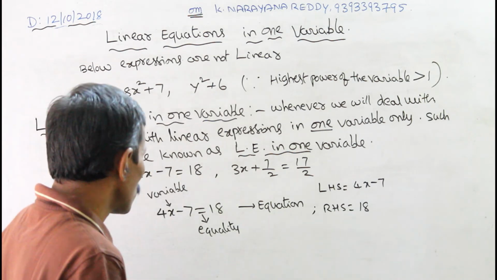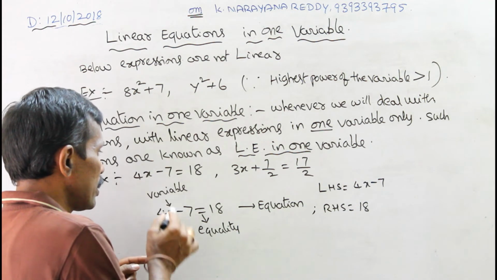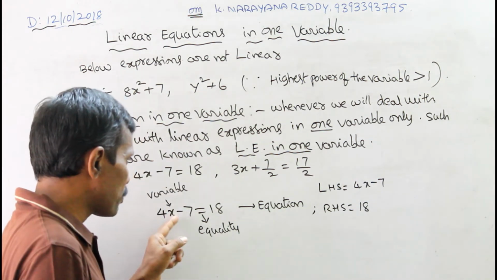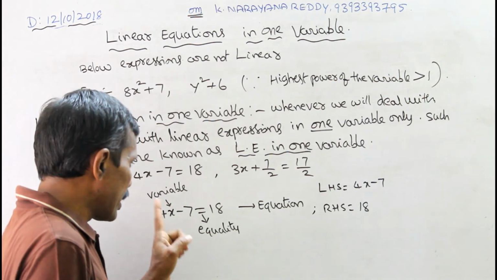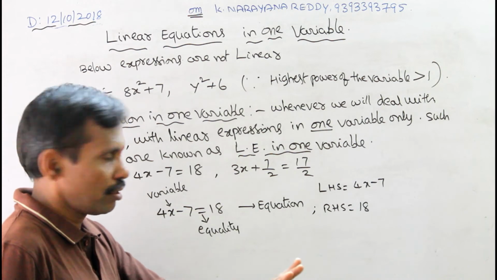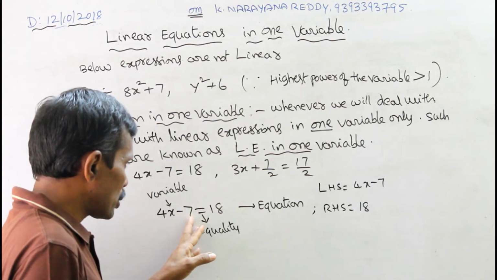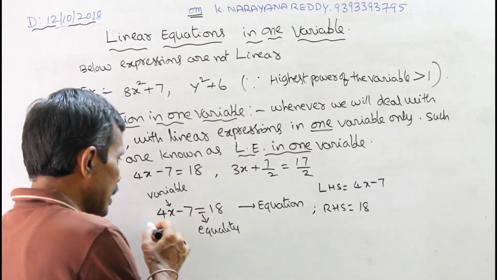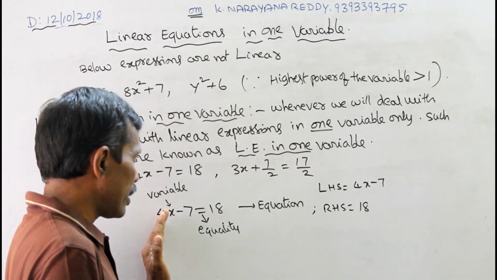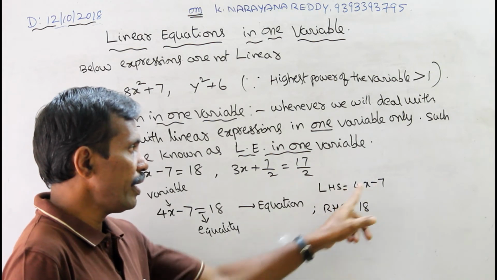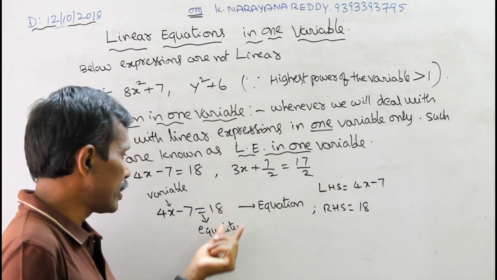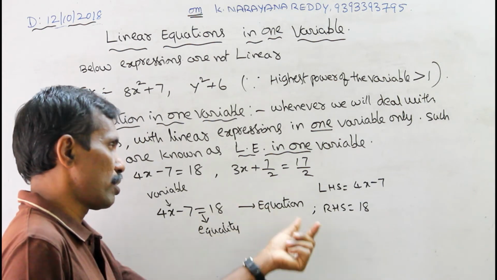Yes or no? So, in 4x, x is a variable. X has power 1; x is x to the power of 1. That means x contains power 1. So it is linear. 4x minus 7 equals 18 is the equation. Yes or no? Equation means it contains LHS and RHS, left hand side and right hand side. So left hand side equals right hand side. That is equality. This is an equation.